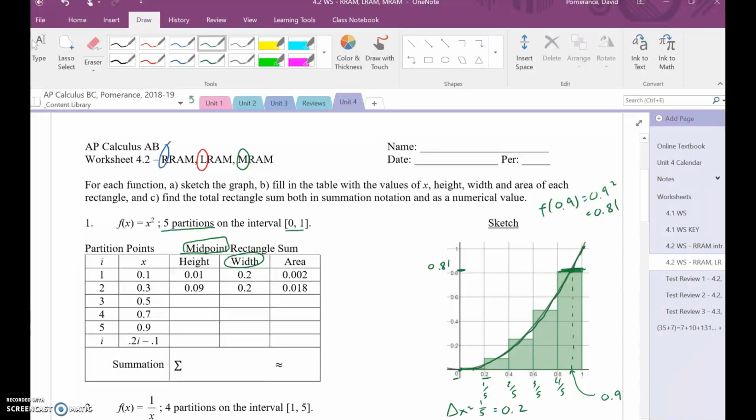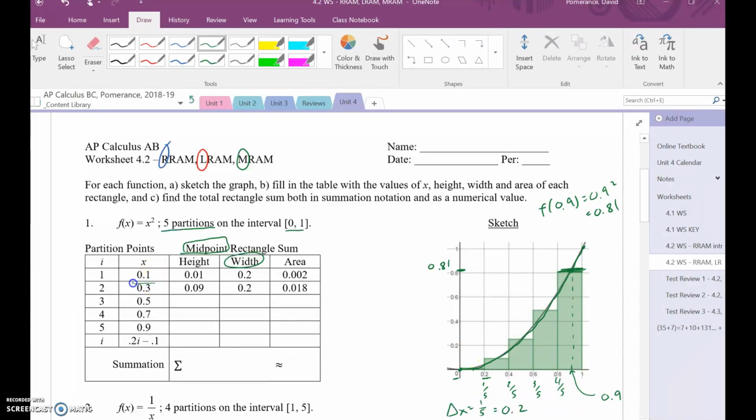So we're using the given function f of x equals x squared, and we're using select x values to determine the height of each rectangle. So how does this table work? Well, we've got partitions. We've got 5 partitions, so we start with the first, second, third, fourth, fifth. We'll worry about this last row in a second. These x values came from the midpoints of the subintervals, right? So 0.1 is halfway between 0 and 0.2.